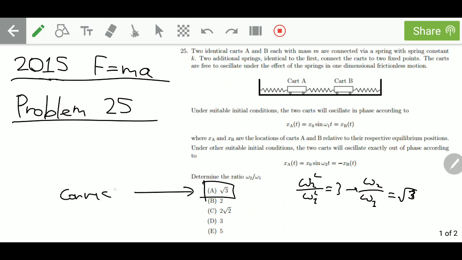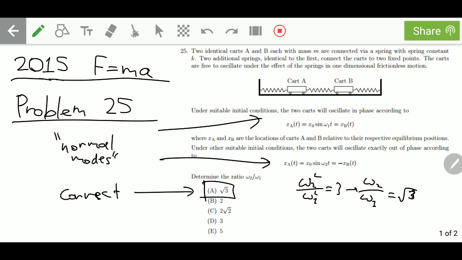One interesting thing is that these two situations where the two carts oscillate exactly in phase or exactly out of phase are what are called the normal modes of this system. And even if we had some other initial conditions, the motion can always be expressed as a linear combination of the two normal modes. So we would be able to write each cart's position as a sum of two oscillations. And those oscillations would be exactly the forms of these normal modes, but with some coefficients attached.